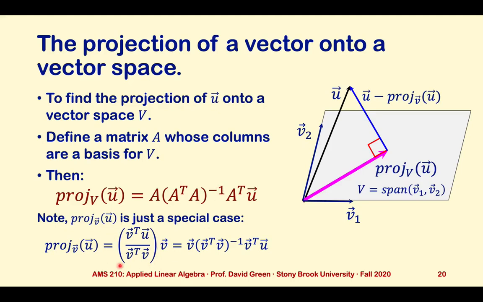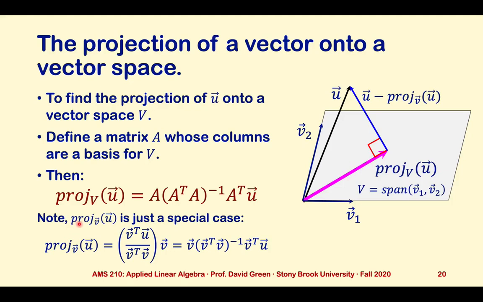This ratio is simply a scalar, so we can either leave this vector on this side or move it to the other side. Moving it to the other side puts a vector V here, equivalent to the A in this position. What are we left with in this numerator? V transpose times U. This is equivalent to A transpose U.